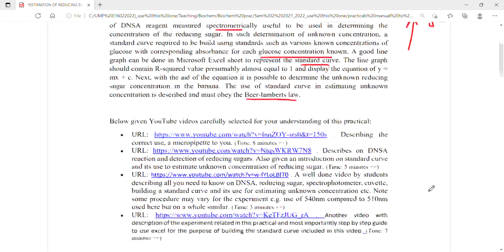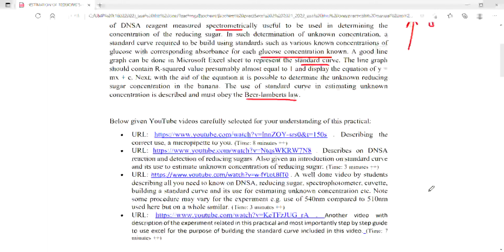Again, since we cannot do the experiment in the laboratory, what we are intending to do is to give a thorough explanation of the experiment, as well as show you some videos relevant to this experiment itself, where we can determine the unknown reducing sugar in banana by using the DNS assay. For this, I have a number of YouTube videos.